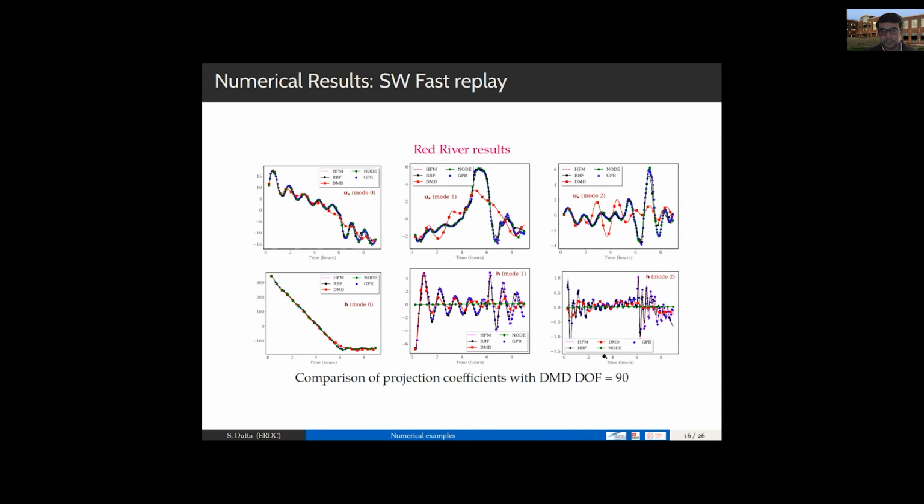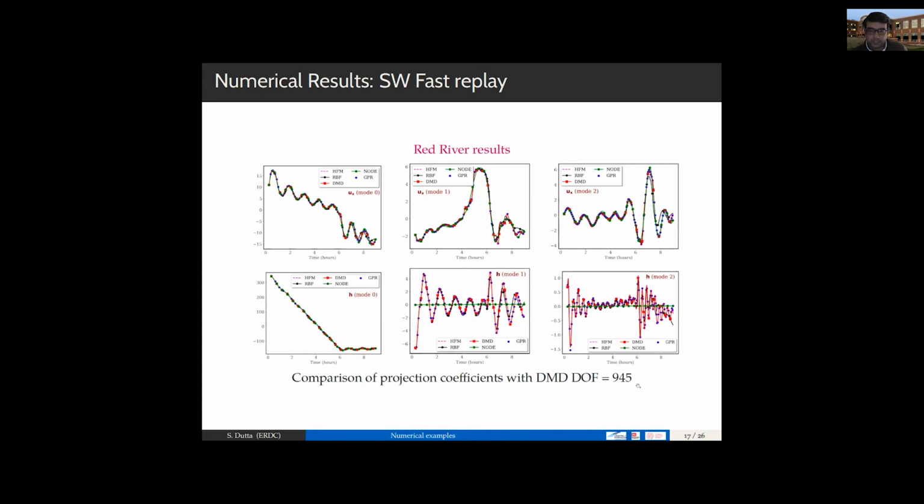And then this is similarly the expansion coefficient comparison with the finer degrees of freedom in DMD, and you can see the errors actually reduce much more drastically as soon as you allow the DMD method to use a finer basis.